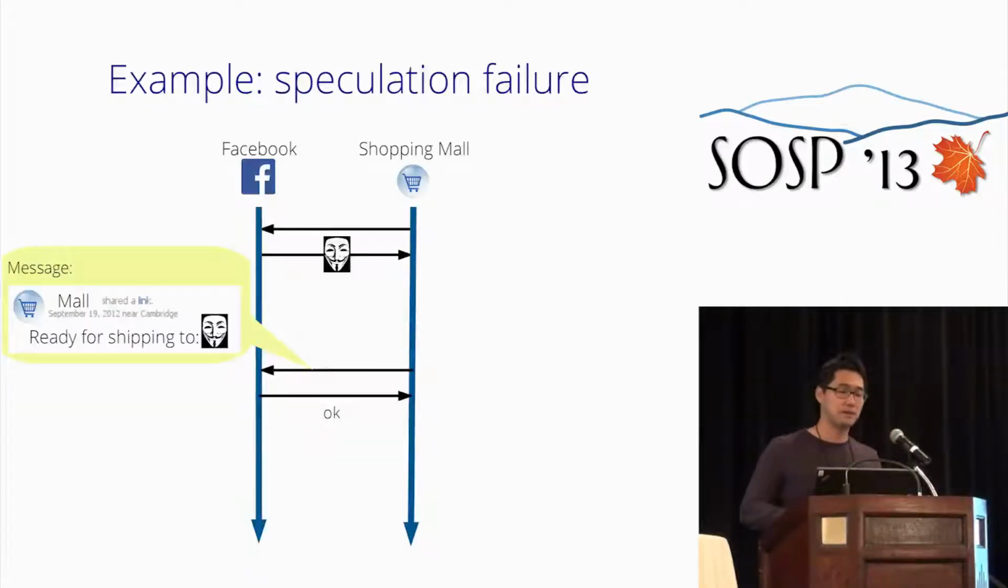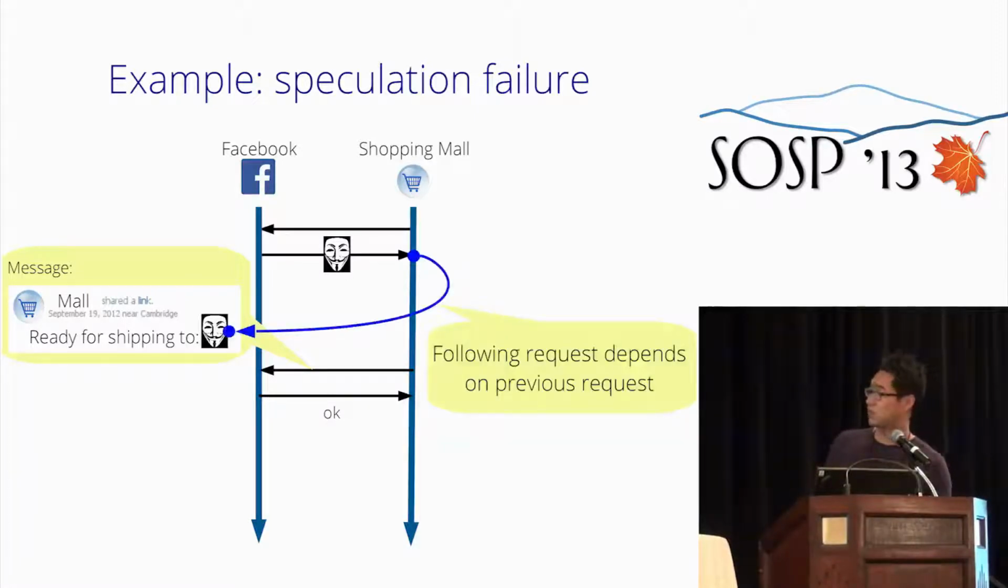Let me show you an example of speculation failure. When we get the attacker's address update from Facebook, let's say we send a message to Facebook that contains it. Whenever our product is ready, it notifies Facebook with the attacker's address in it. It means there is a data dependency between the previous request and this message.